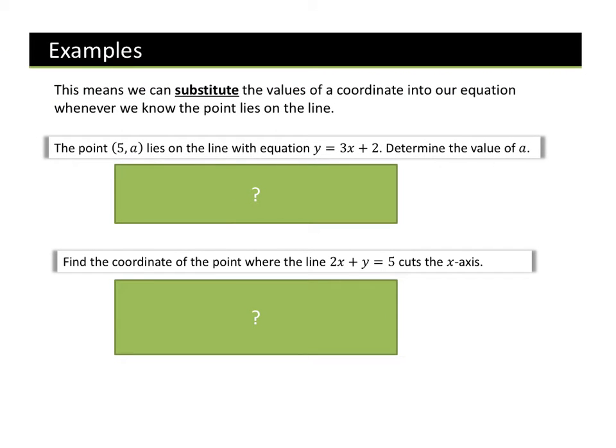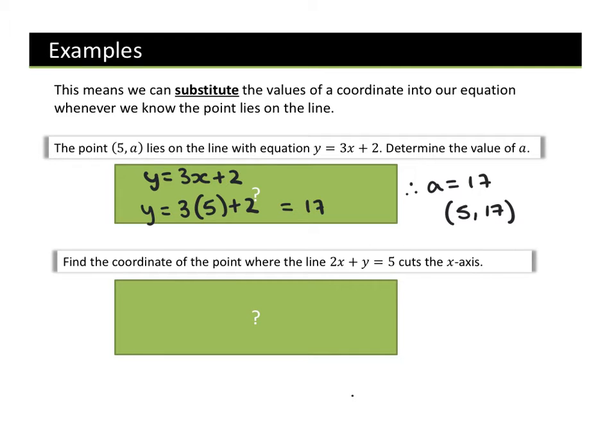So to find any coordinate on a line, we can use substitution. If it tells us that the equation of a line is y equals 3x plus 2, and it says determine the value of a, because this point lies on this line. So when x equals 5, what is a? Well, a is our y coordinate. So when we use substitution, we get y equals 3 lots of 5 plus 2, which is 17. So therefore, a equals 17, so our coordinate is 5, 17.